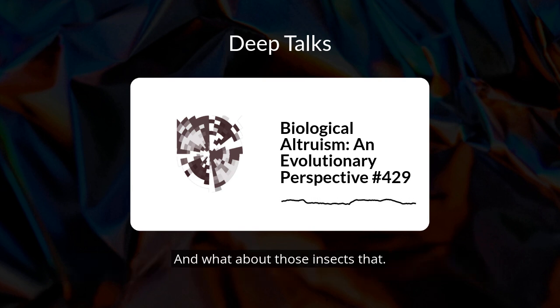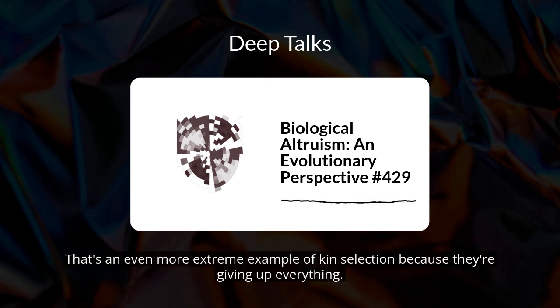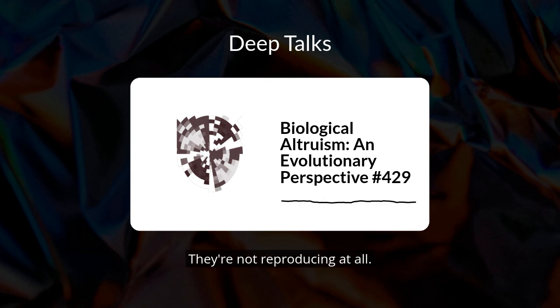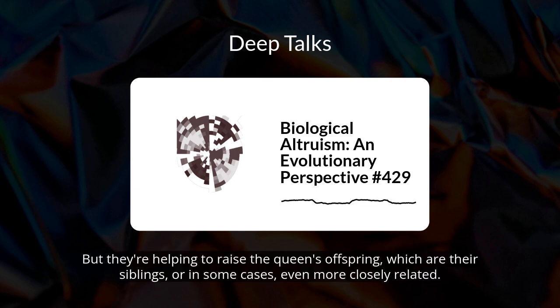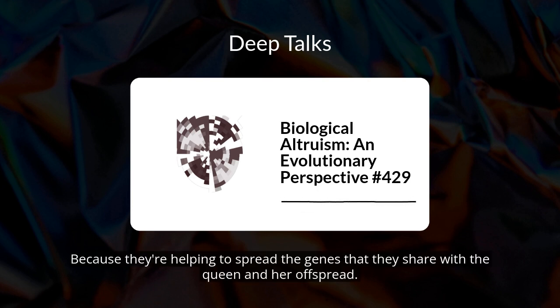And what about insects like ants and bees, where the workers don't reproduce? Yeah, that's an even more extreme example of kin selection, because they're giving up everything. They're completely sterile. They're not reproducing at all. But they're helping to raise the queen's offspring, which are their siblings, or in some cases, even more closely related. And that's benefiting them, even though they're not directly reproducing, because they're helping to spread the genes that they share with the queen and her offspring.